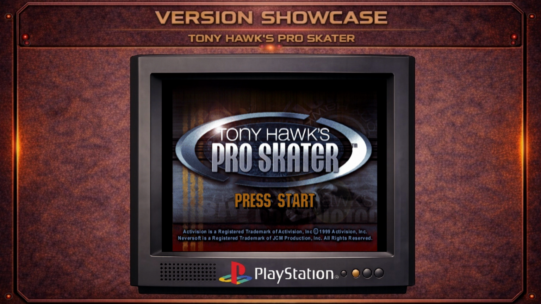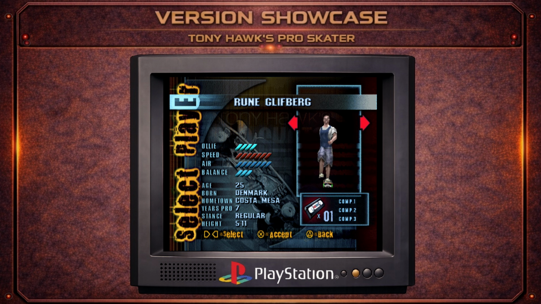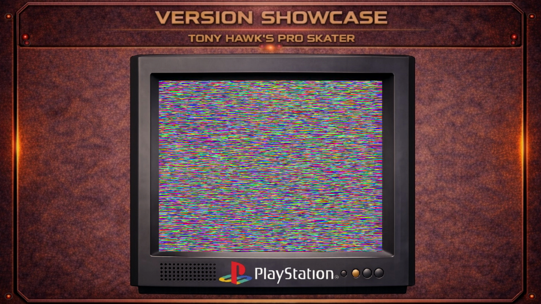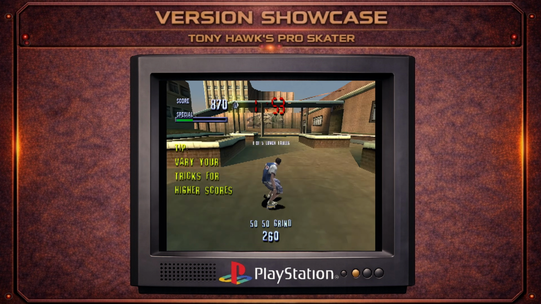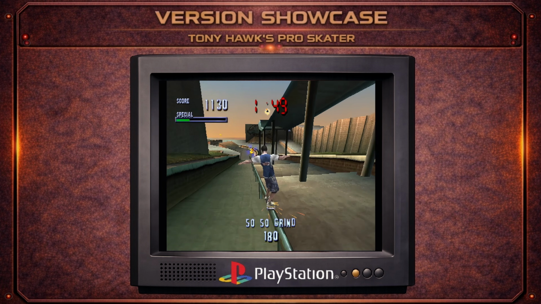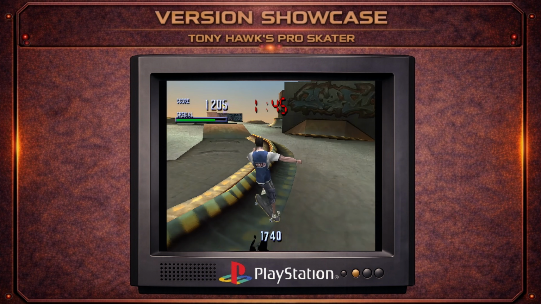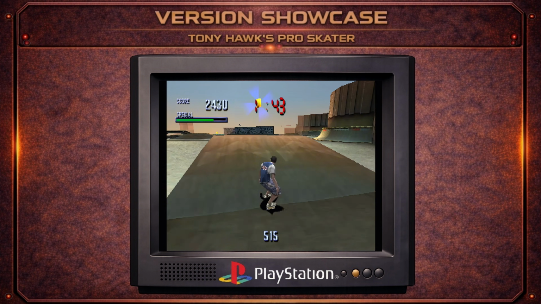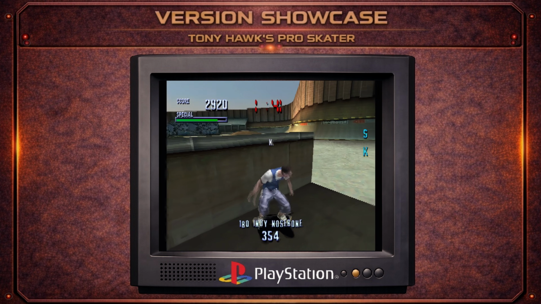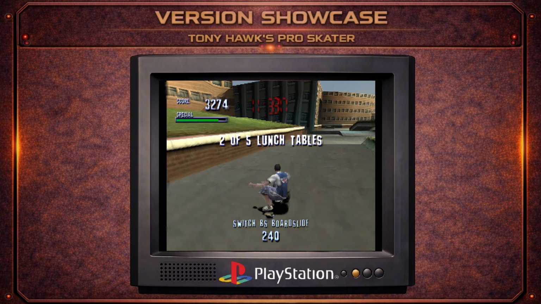First up is the PlayStation version, the one that started it all. This is the version that most people probably think of first. By today's standards, yeah, it looks rough. Lower resolution, more fog, more texture warping, and the frame rate can get a little shaky. But back then, none of that mattered. This was the version that made the first impression. This is where people first heard the soundtrack, first saw the levels, and first got hooked.